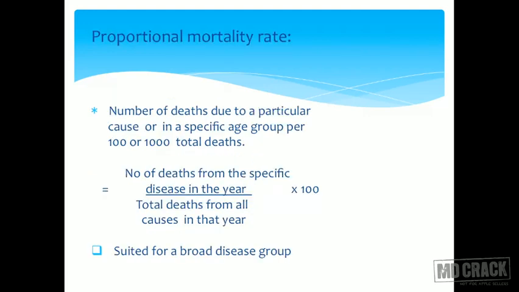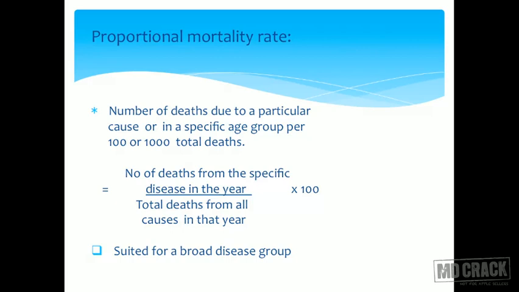Proportional mortality rate. Proportional mortality rate is the number of deaths from the specific disease in a year divided by total deaths from all causes in that year into 100. Don't get confused. I am just changing the denominator. The denominator says total number of deaths. Out of the total number of deaths in a community, how many died because of a specific disease? That is proportional mortality rate. To put it really simply, total number of deaths in the denominator, deaths because of a particular disease in the numerator. I'll give you an example to explain proportional mortality rate.